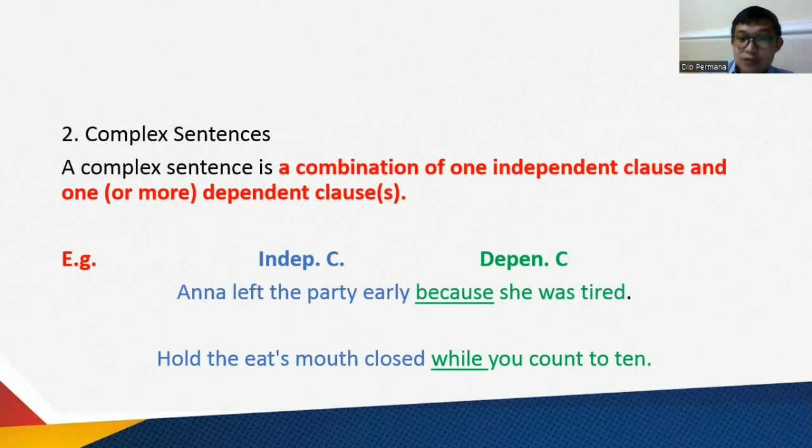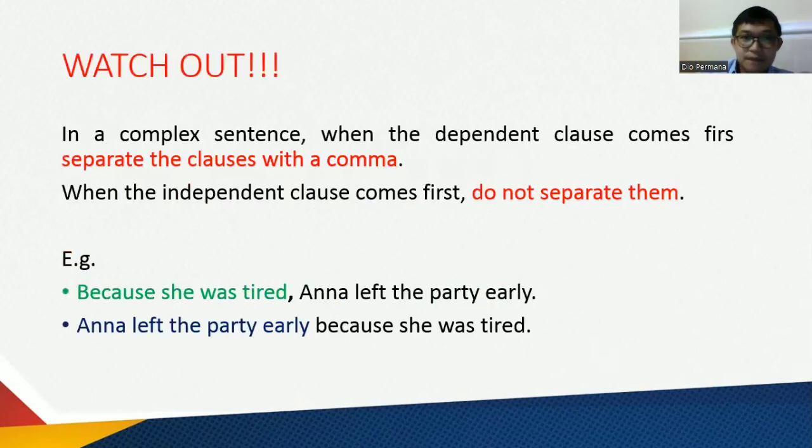Dependent clauses cannot stand on their own feet, mereka nggak bisa berdiri sendiri. If we cover the independent clause, we don't know the meaning of the dependent clause. So in a complex sentence, when the dependent clause comes first, separate the clauses with a comma. When the independent clause comes first, do not separate them. Jadi kalau dependent clause ditaruh di awal harus pakai koma. Tapi kalau independent clause yang pertama dalam kalimat tidak perlu pakai koma.